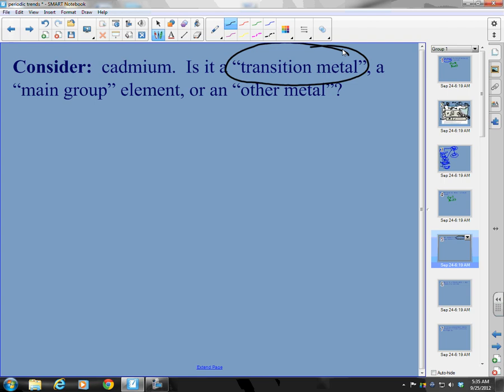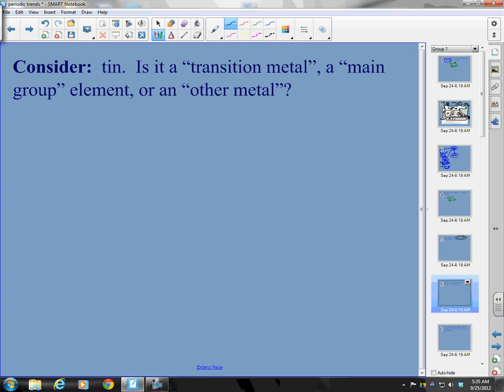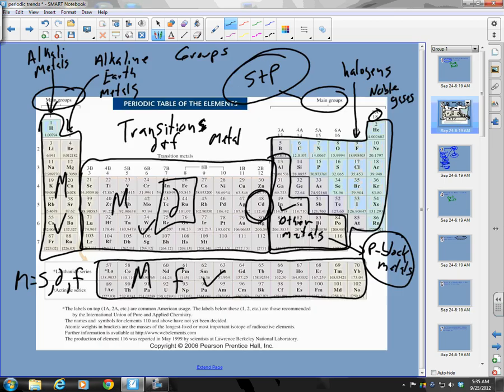Okay, good. Here we go for you. Think of tin. Is it a transition metal, a main group element, or an other metal? Okay, pause me, and when you have an answer, bring me back. Okay, good. So let's find out. We need to find tin. Where is tin? Let's clean that up. Where's tin? Tin is Sn right there.